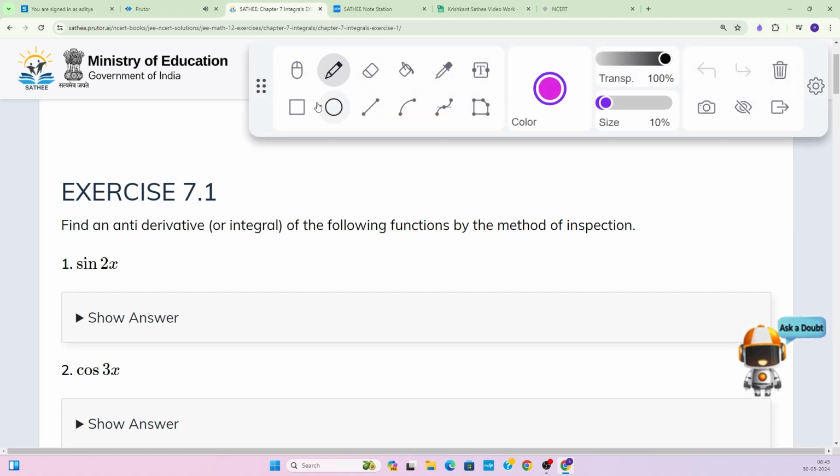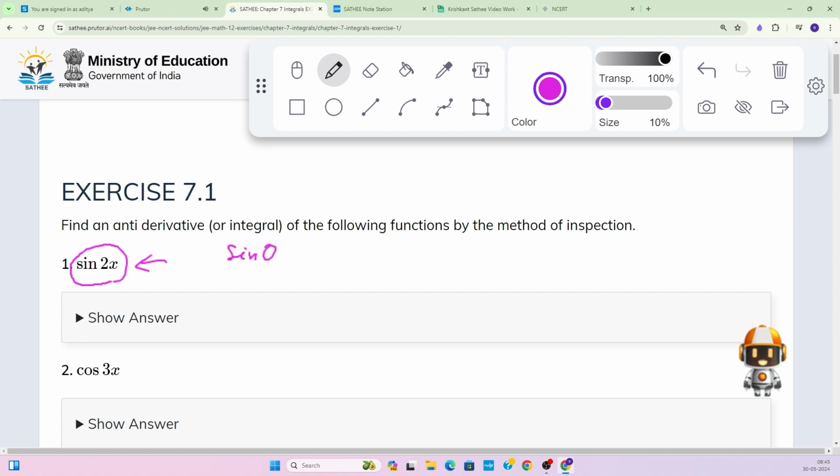The method of inspection means that you have to directly think about what function's derivative will be this thing. You know this is some sine theta. Take it as sine theta.